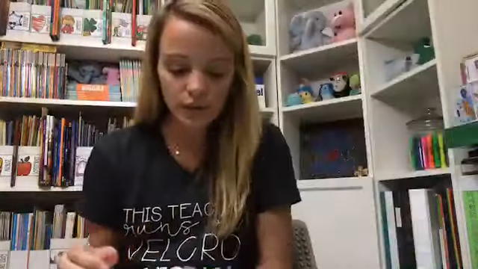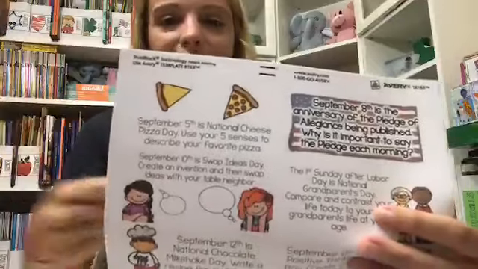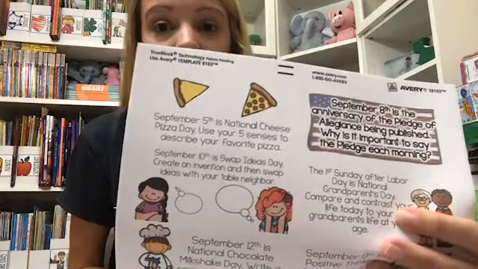But then there are also some other ones, like let me show you September. And of course I printed September to show you guys because there's pizza, and y'all know pizza is my favorite. So September 5th is National Cheese Pizza Day. Use your 5 senses to describe your favorite pizza. Then there's the anniversary of 9/11. September 13th is Positive Thinking Day. September 17th is Citizenship Day. What does it mean to be a good citizen?